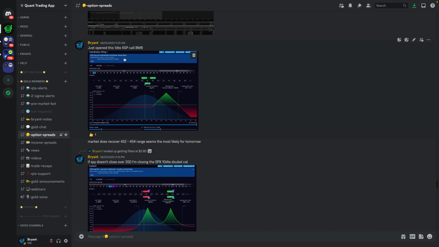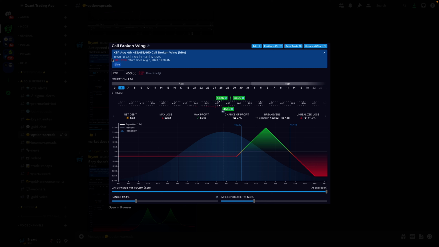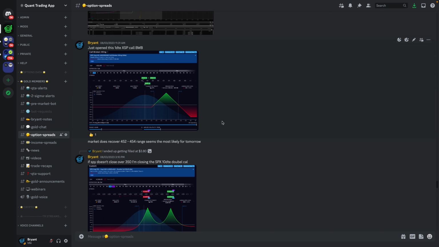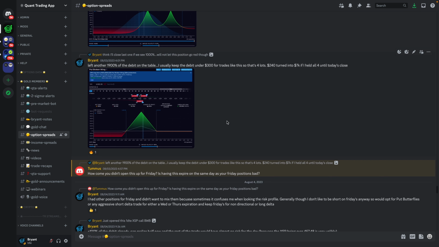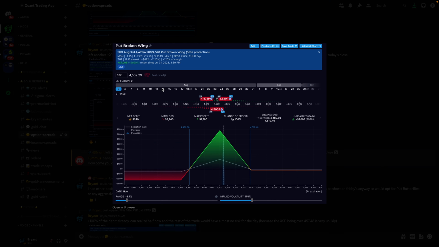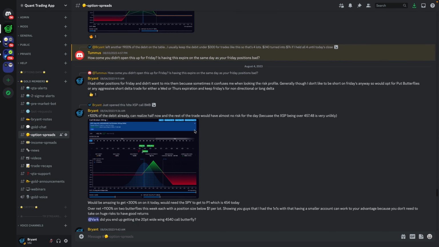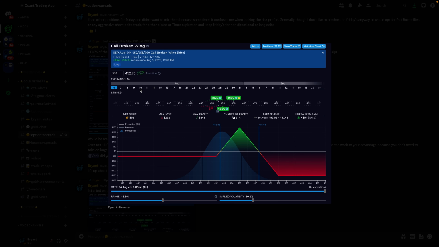So this is just open, this 1 DTE XSP butterfly targeting this 453 area here. So this was the range, so right in between that was 453 for tomorrow. That was the Thursday, and then this was the original butterfly that I mentioned that ended up closing over 2,900%. I didn't hold it all the way for this, it was just showing the potential of the trade. And then this was the Friday now.